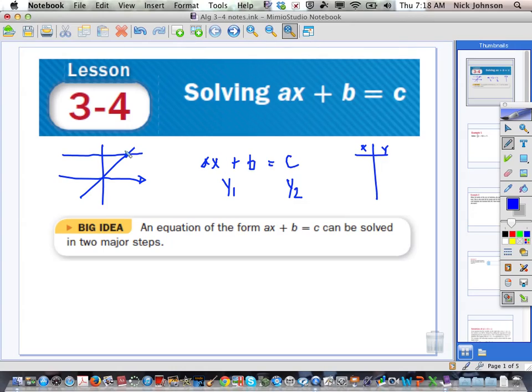What these problems are called in algebra are two-step problems. It says these equations of the form ax plus b equals c can be solved in two major steps using your inverse operations.